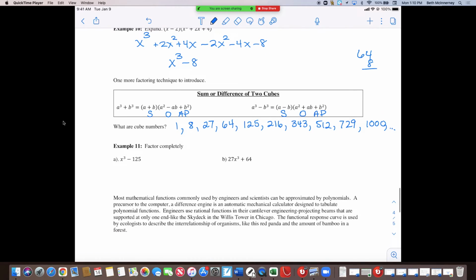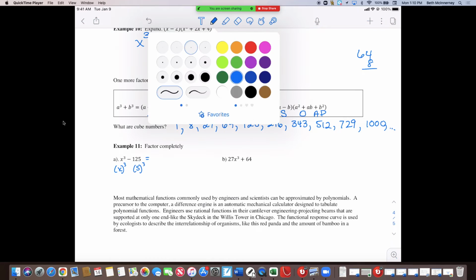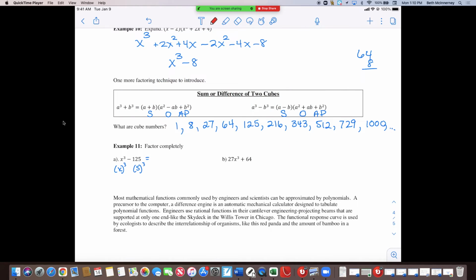So here we go. We're going to use SOAP. So this is x getting cubed, and this is 5 being cubed. So SOAP says I put x minus 5, same sign. Then I just square the x. I take the opposite sign and take the x times the 5, always positive, and then I square the 5.